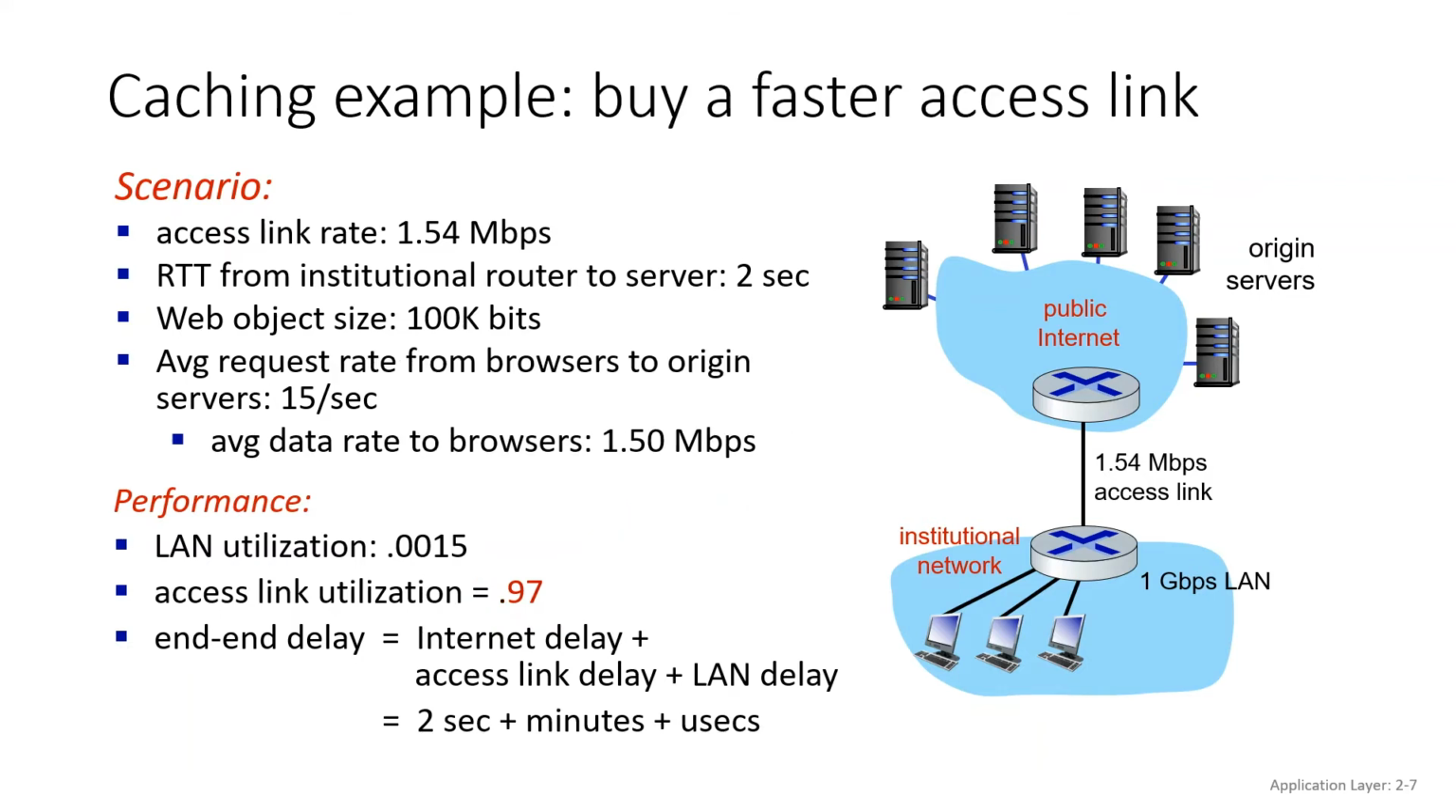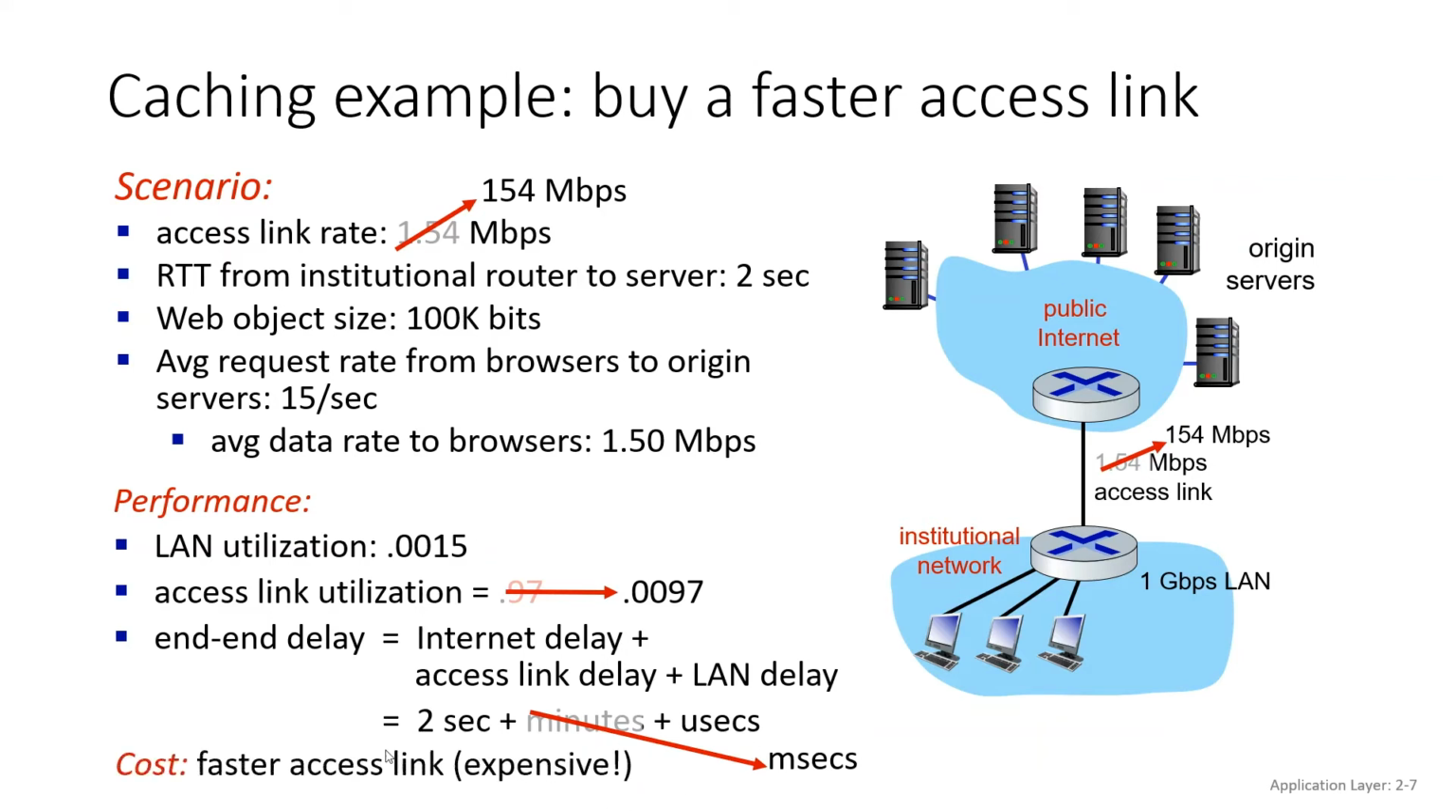So let's assume that we go for a faster access link. What does that mean? It means that instead of this 1.54 megabit access link, we change it for a bigger one. We change it to 154 megabits per second. So we increase it by 100, we multiply this by 100, and then it will reduce everything by 100, and it'll also reduce the end-to-end time from some minutes to some microseconds. What is the problem? This networking equipment is very expensive. It's possible, but it's seriously expensive.